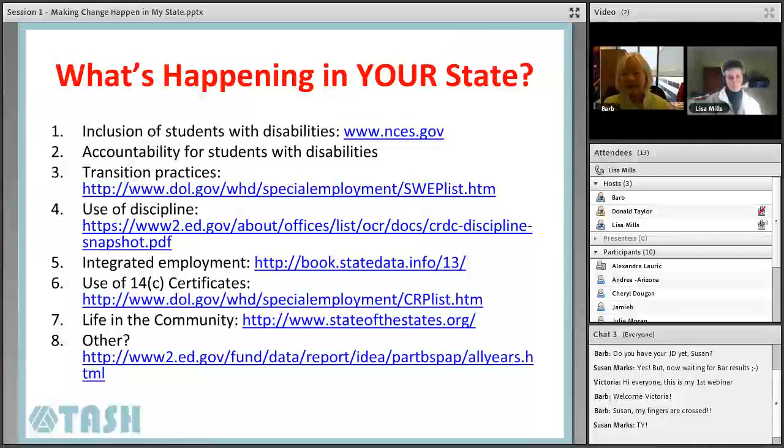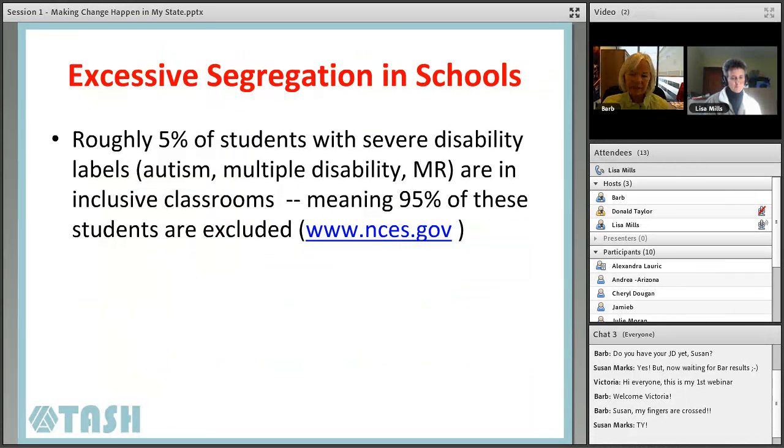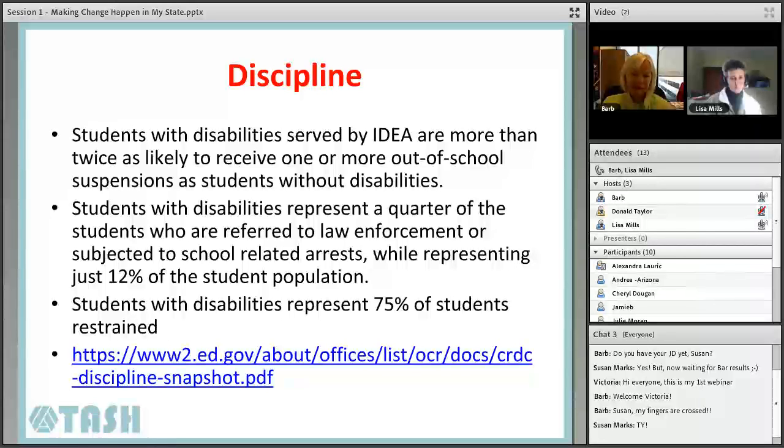But we're getting lousy outcomes for an enormous federal investment, both at the K through 12 level and in adult services. So here are some data sources. We know that there's rampant segregation of students that we care about at the K through 12 level. Right now, nationally, about 95% are segregated. This is clearly unacceptable based on how long IDEA has been in force.